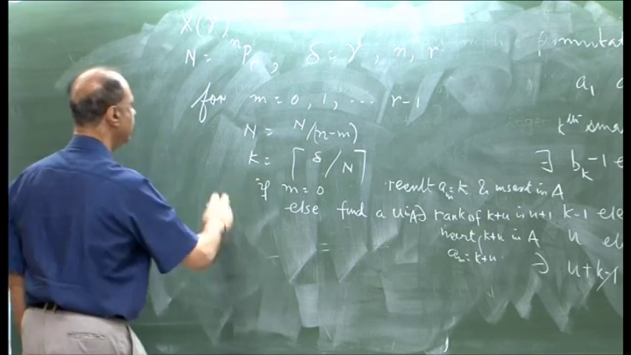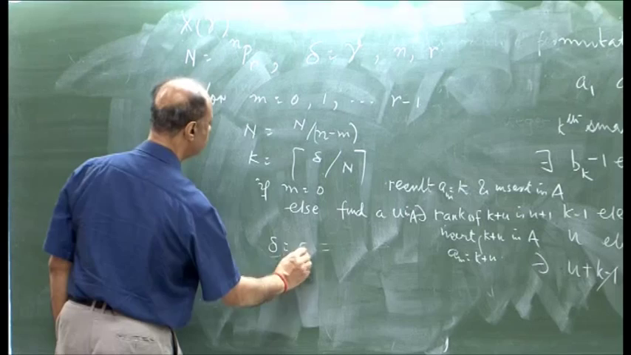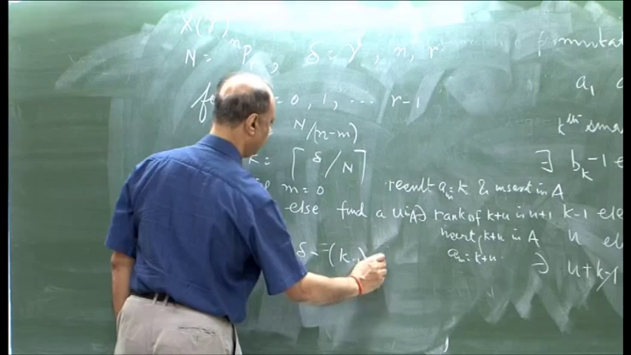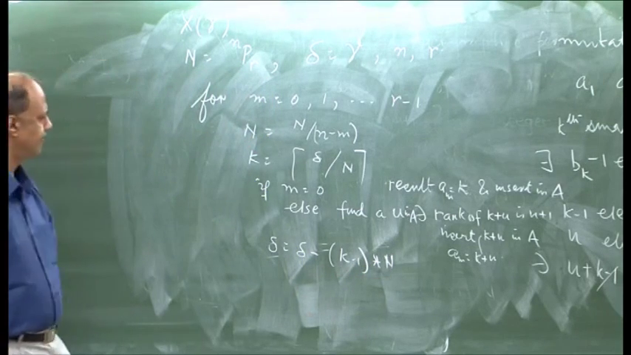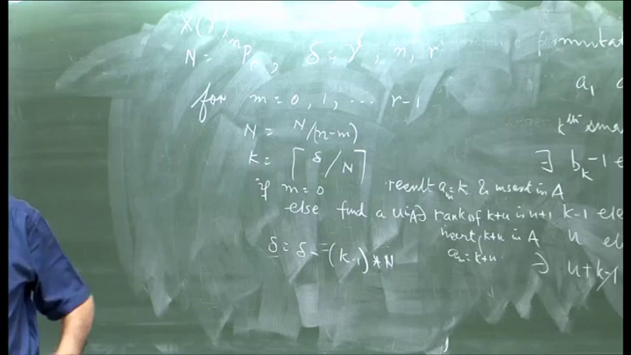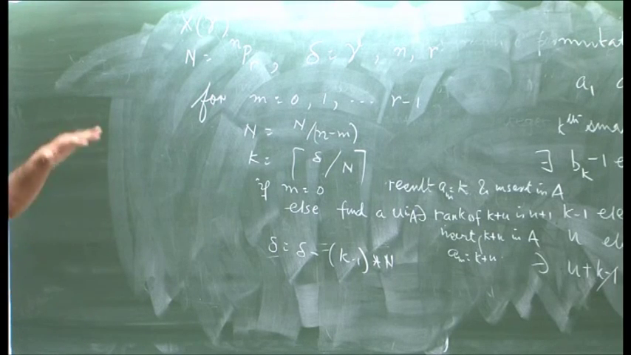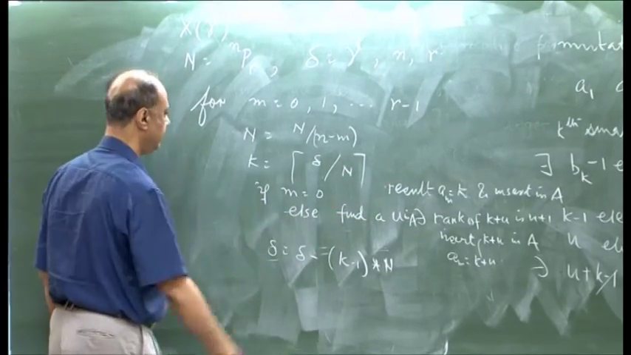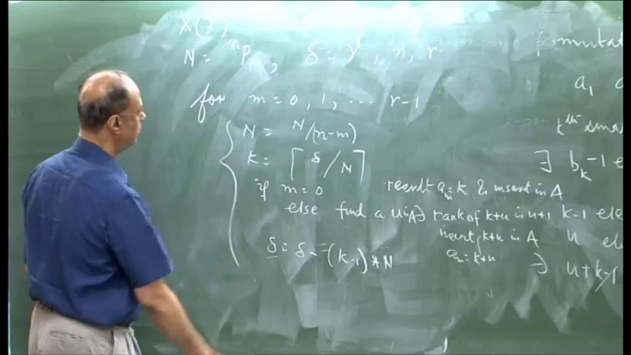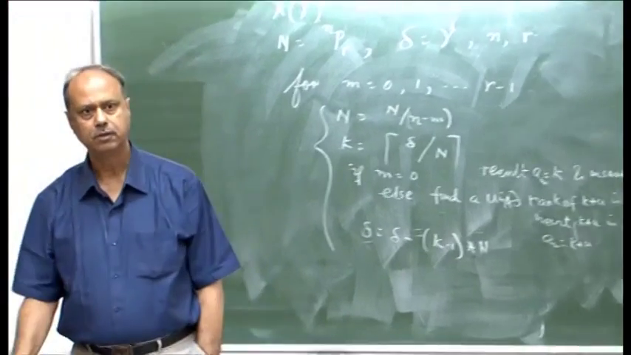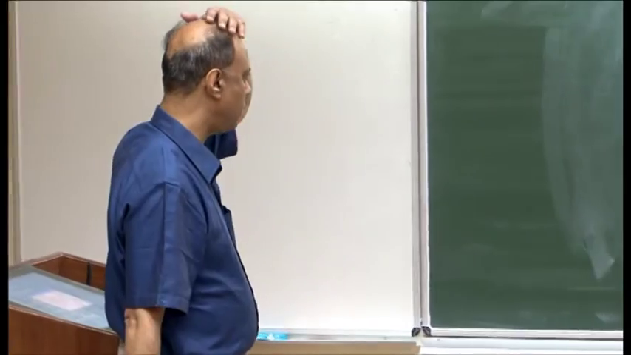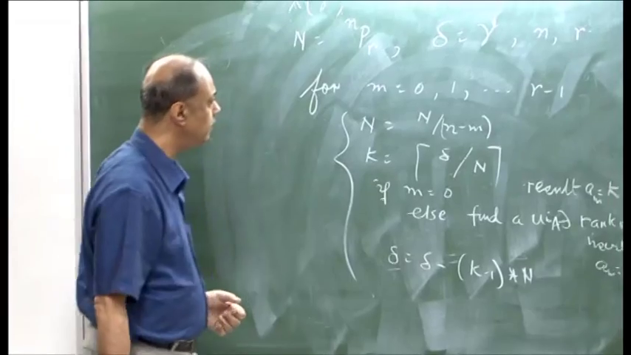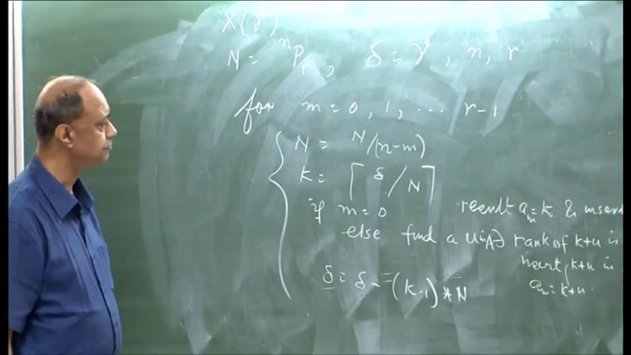Then you have to modify your delta. Delta is equal to delta minus K minus 1 into N, right? So that you can find out the index of delta for the next iterations. So this is, I think, all about your algorithm. So you observe that to obtain the gamma lexicographic permutation, you have to do the R iterations.